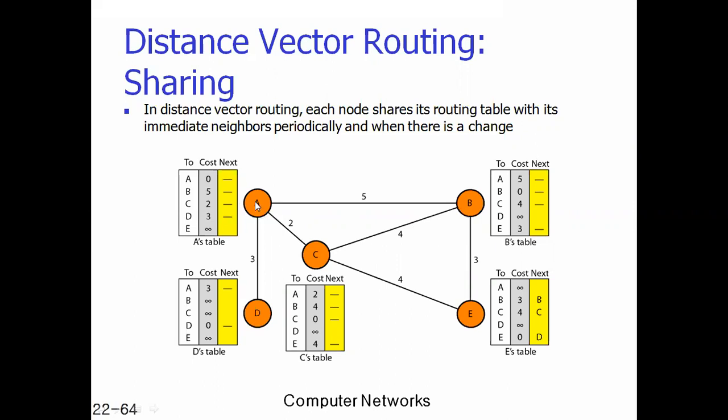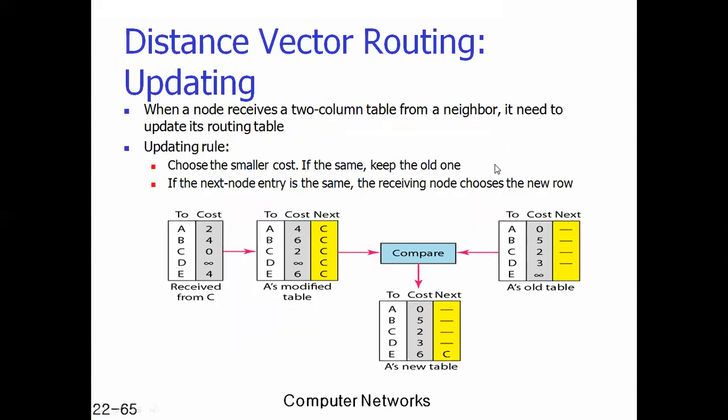Obviously, when A shares its table with D, D will get the information about C and about B, right? So in this way it works. So initialization is the first step, the second step is sharing, and the third step is updation. But how does this table actually get updated?